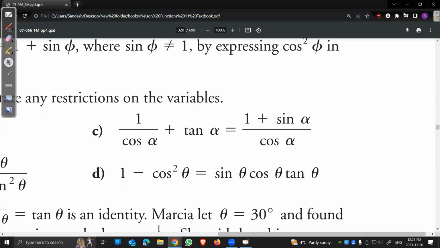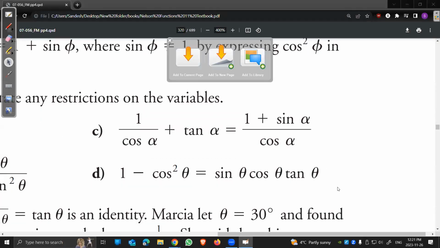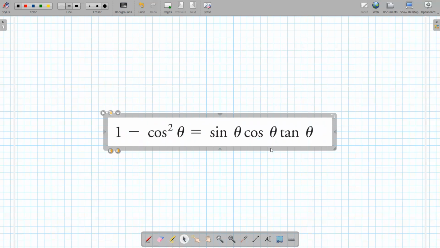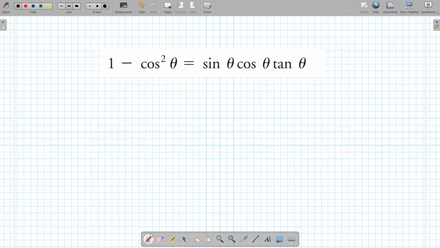Always start on the side you can do something on. Like here, for D, I would start on the right, because I know I can change that tan into sine over cosine. Let's try that. Sine theta times cosine theta times sine theta over cosine theta. Cosine theta and cosine theta cancel out. You get sine squared theta.